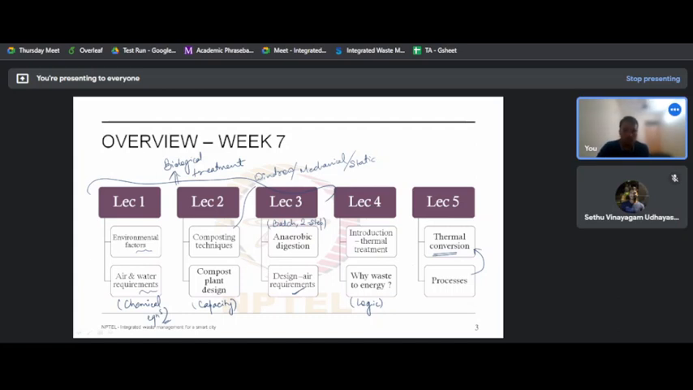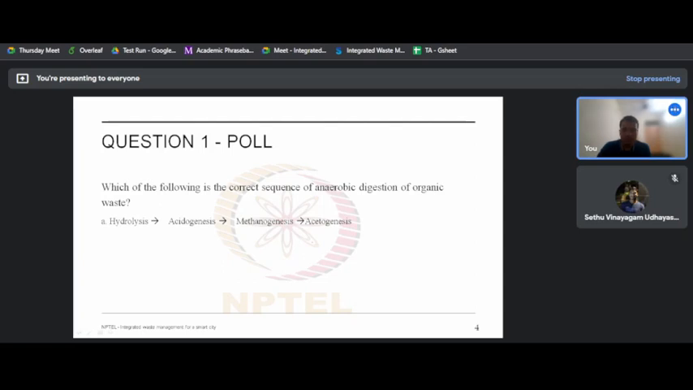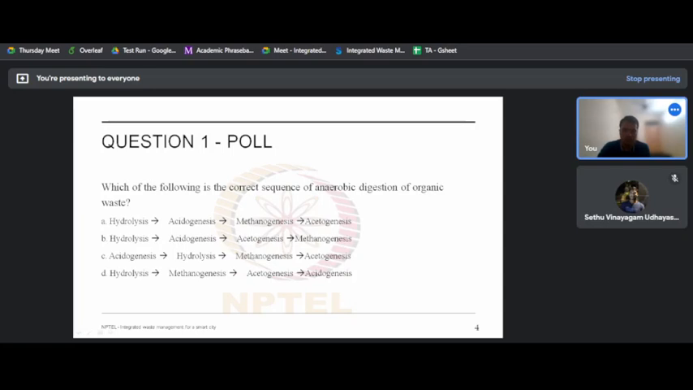So moving on to the first question. The first question is a poll. Which of the following is the correct sequence of anaerobic digestion of organic waste? The first one is hydrolysis, acidogenesis, methanogenesis, and acetogenesis. Followed by this, we have hydrolysis, acidogenesis, and then acetogenesis followed by methanogenesis. Then we have acetogenesis, acidogenesis, hydrolysis, methanogenesis. Then there we have hydrolysis, methanogenesis, acetogenesis, and acidogenesis.